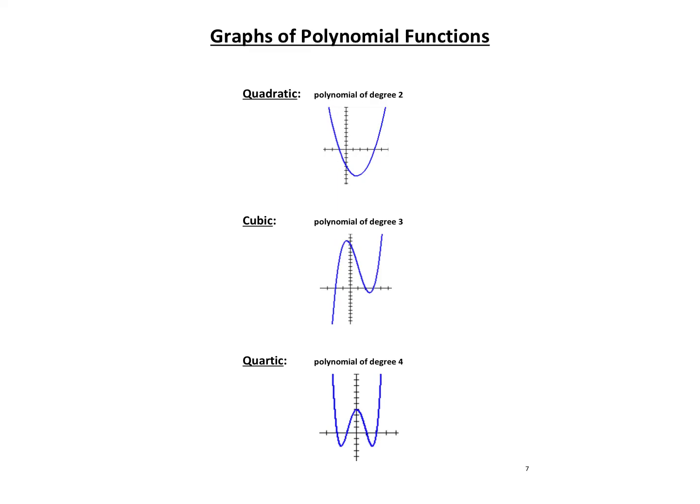Hello. All right, so if you can turn to page 7 of your Unit 2 packet, today we're going to talk about graphs of polynomial functions. Now on this page, we're going to take a look at 3 specific graphs: a quadratic, a cubic, and a quartic. A quadratic is just a polynomial of degree 2, which means that its biggest exponent is going to be a 2.